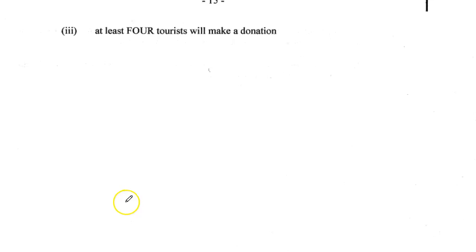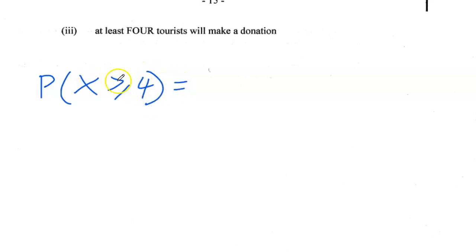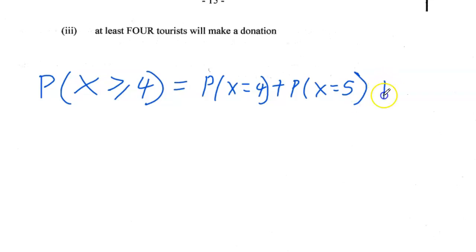Next part, calculate the probability that at least 4 tourists will make a donation. So at least 4 means 4 or more, so the probability X is greater than or equal to 4. And that is the probability X equal to 4, plus the probability X equal to 5, plus the probability X equal to 6. That was 6 tourists, right? So the maximum number of persons who can donate is 6, since 6 persons attended the event.